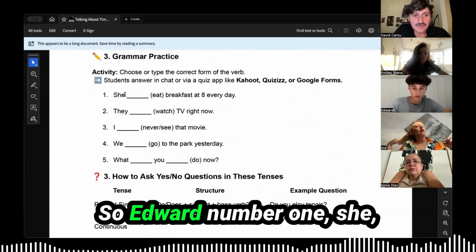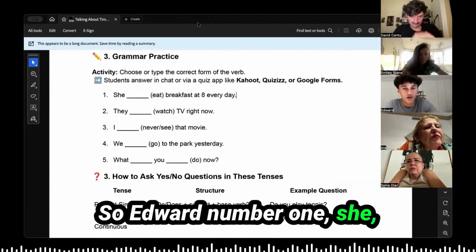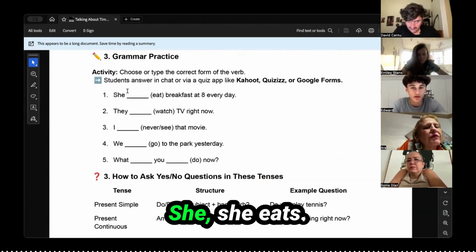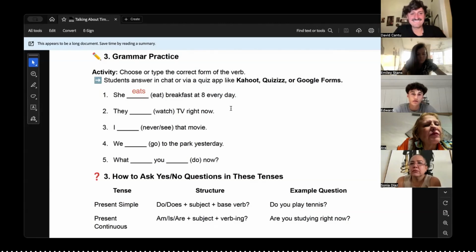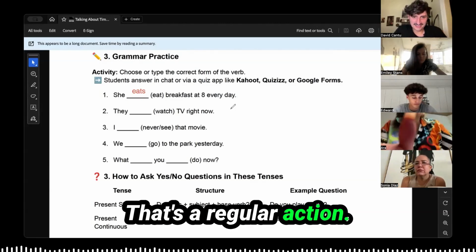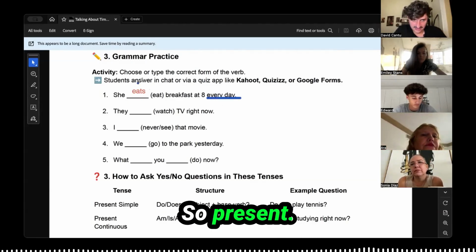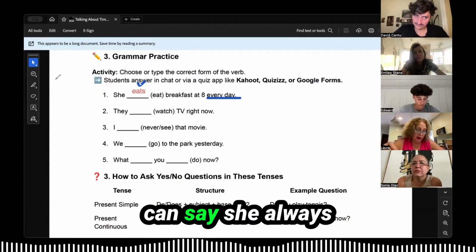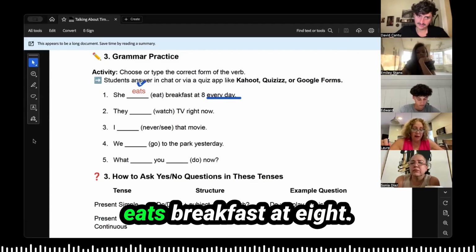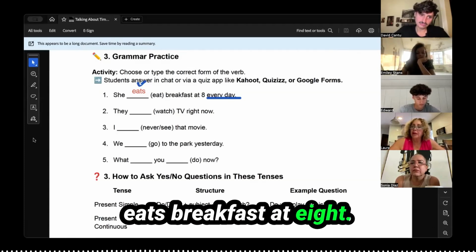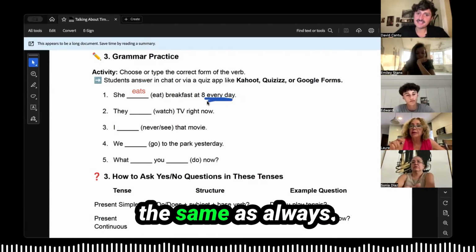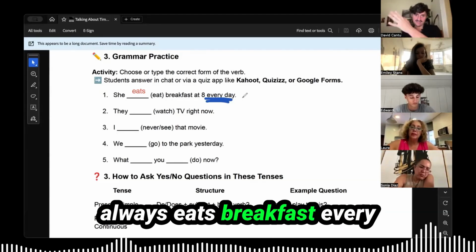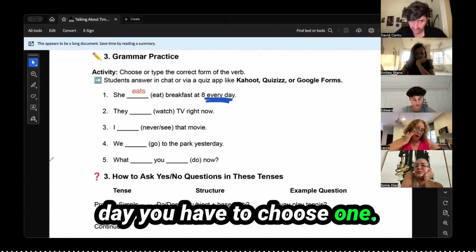Okay. So Edward, number 1. She eats breakfast at 8 every day. Exactly. It's a regular action. So every day. So present simple. Very good, Edward. Now, Laura. You can say she always eats breakfast at 8. Well, but every day is the same as always. You don't need to say she always eats breakfast every day. You have to choose one.